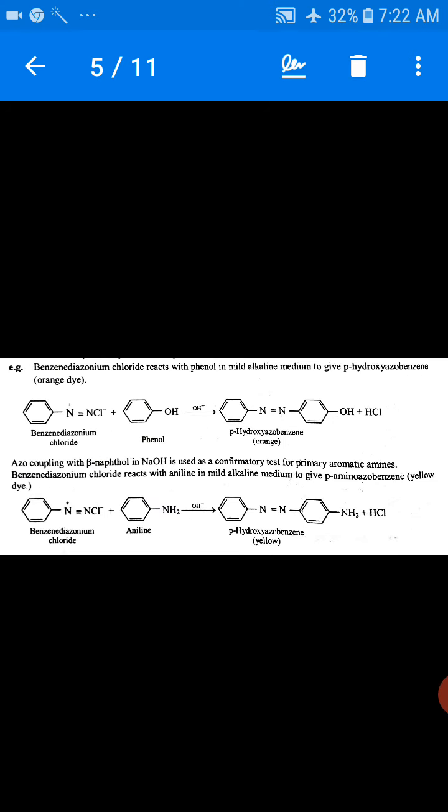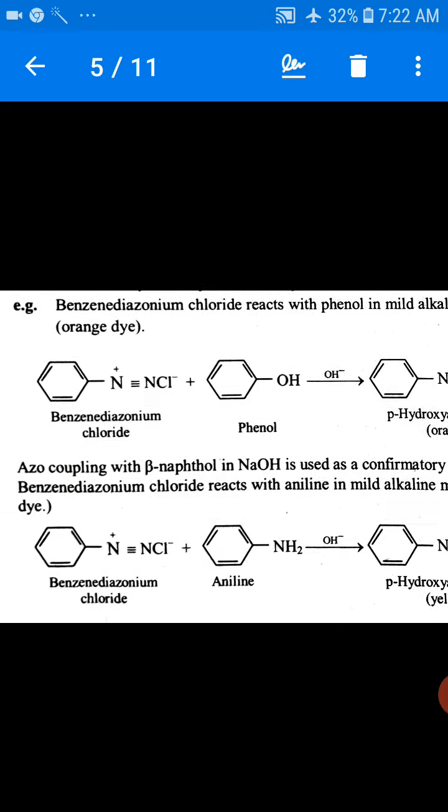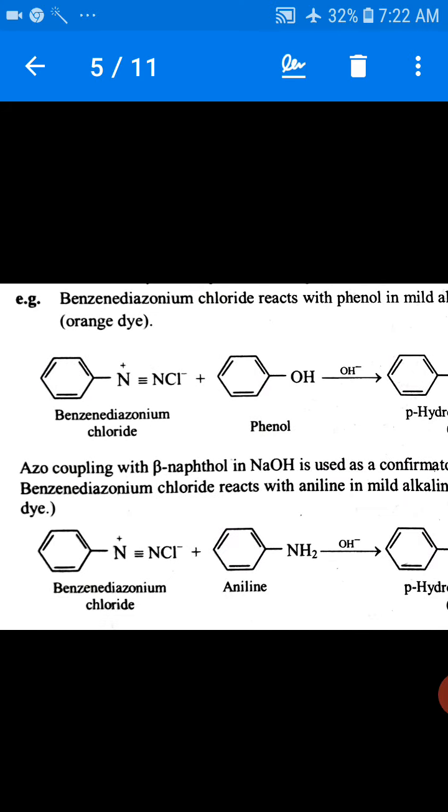Azo coupling with beta-naphthol in NaOH is used as the confirmatory test for primary aromatic amines. Benzene diazonium chloride reacts with aniline in mild alkaline medium to give para-aminoazobenzene, which is the yellow dye. This is the benzene diazonium chloride.